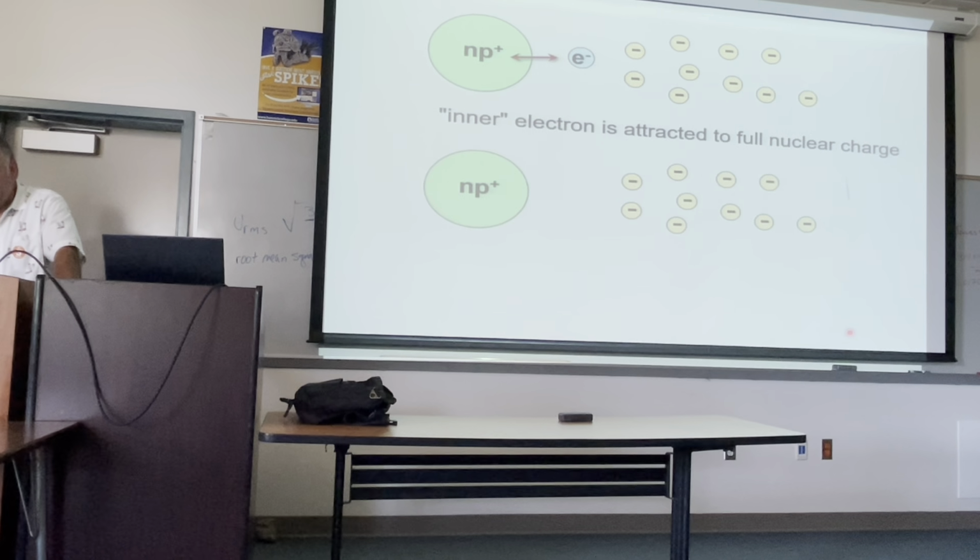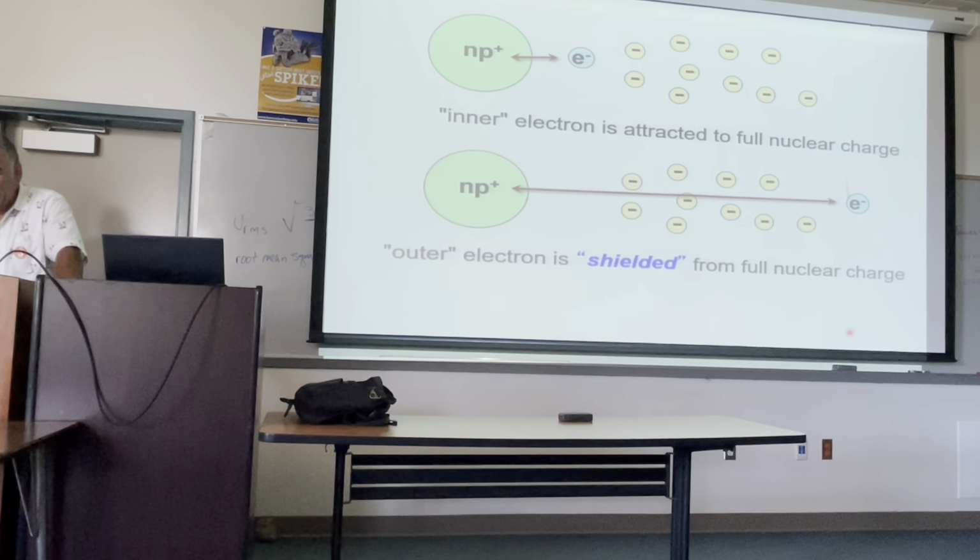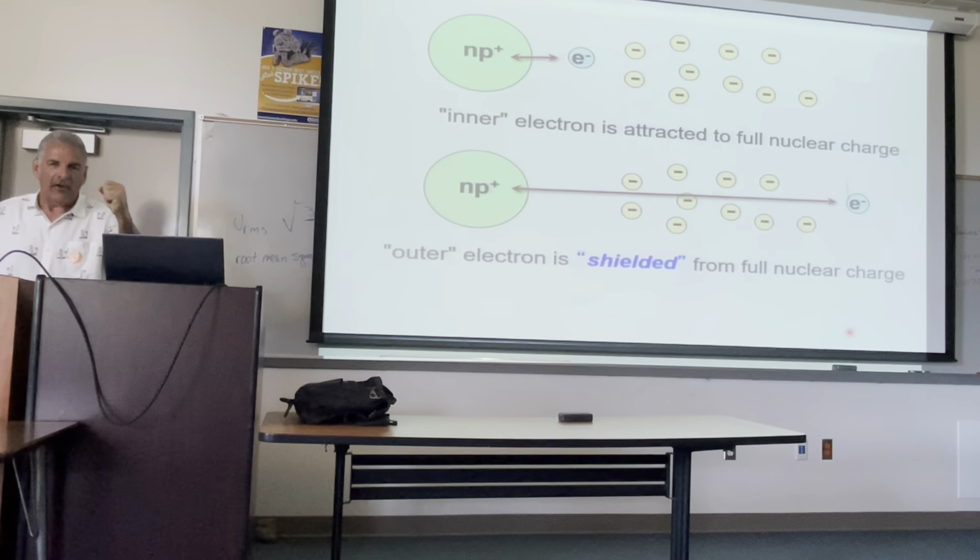Okay, we're just going to go through that. Basically, the outer electron is shielded from the full nuclear charge. So as you put more protons in the center, there's more charge, but to keep the orbitals at lower energy, they're shielded because of the electrons on the outside.